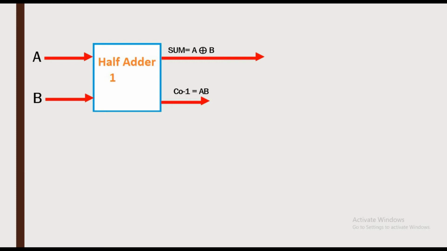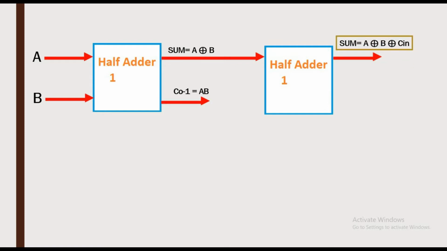So we need to add another half adder circuit here. Another half adder circuit is added, and as we can see, the sum output of the first half adder must be the input of the second half adder. And as we know, in full adder the sum equation is A XOR B XOR C in, carry in. So we need another input signal here, which is C in carry in, and this signal is going to connect to the second half adder circuit as an input.